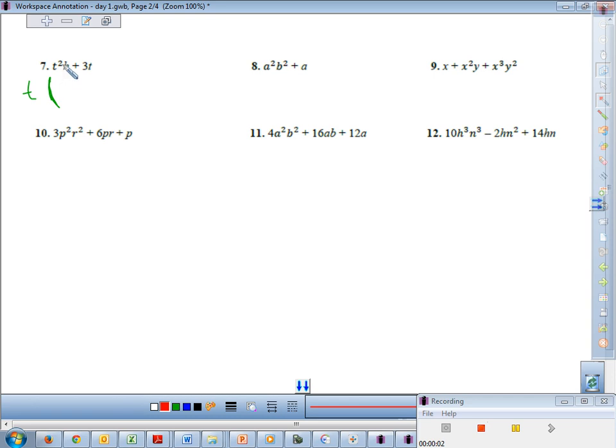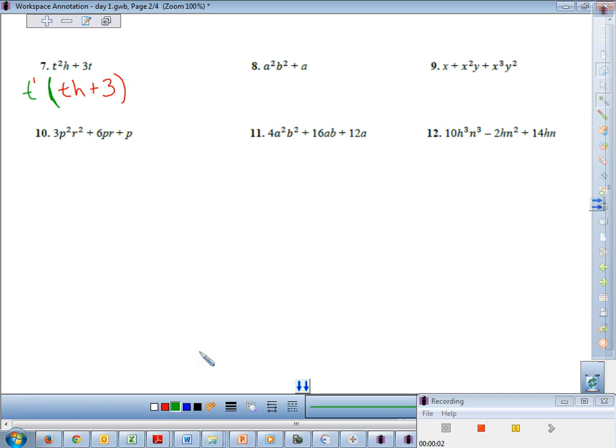And now it's time to divide. T squared divided by t, you just subtract these exponents, and you'll have a t to the first power still. And there will be an h with it also. Then the plus comes down. There's a 3 involved, and the t divided by t cancel each other out, to where you're left with this. We have factored out the t.